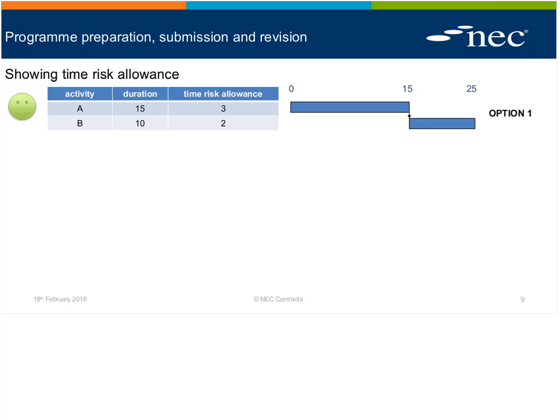They've got three options for showing it that we've seen. The first of the options is on the screen now, and you can see that we just schedule out the activities as normal. So activity A, 15-day duration, activity B, 10-day duration.